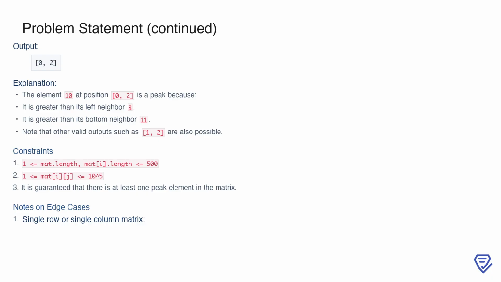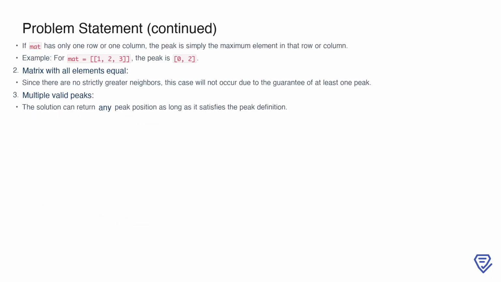Let's now discuss some additional constraints and edge cases. First, if the matrix consists of only a single row or a single column, the peak is simply the maximum element in that row or column, as there are no other neighbors to compare against. For example, in the matrix [1, 2, 3], the peak is the maximum value, which is 3, located at position [0, 2]. Second, the problem guarantees that all adjacent elements are not equal, so there will always be at least one strictly greater neighbor to form a valid peak. Finally, if there are multiple peaks in the matrix, the solution can return any one of them as long as it satisfies the peak definition. This flexibility simplifies the implementation while still adhering to the problem constraints.